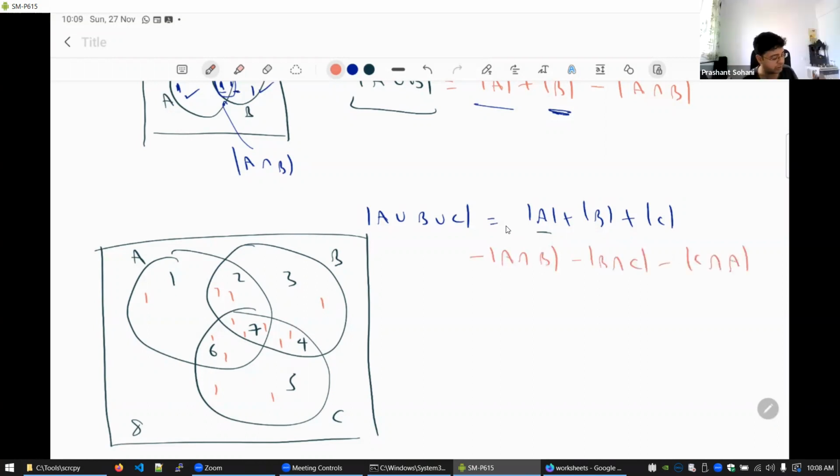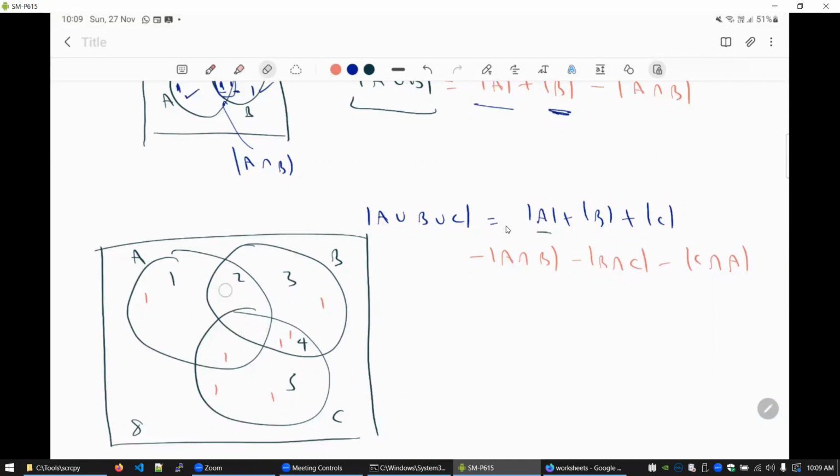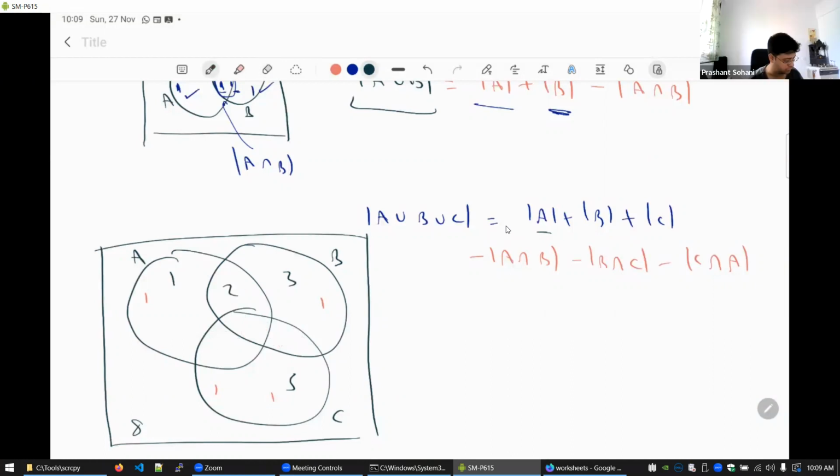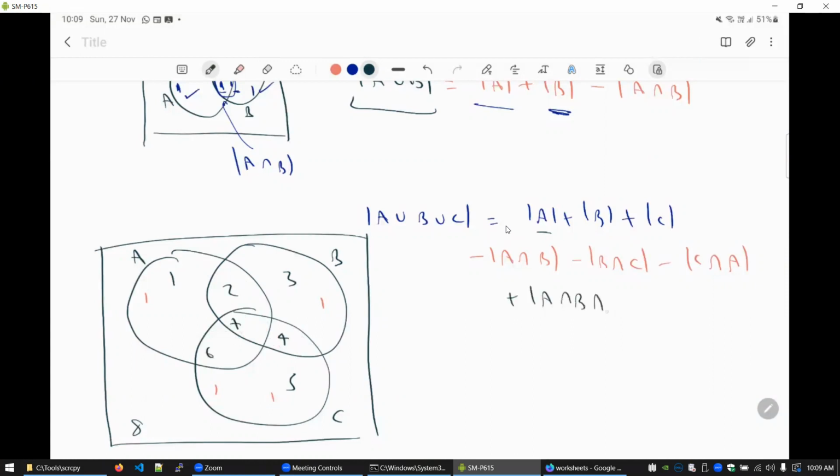Right. So now with that, we have removed some of the double counting. We have removed 6, 2, and 4 once, and we have also removed 7 thrice, because in each of the 3 intersections we have the 7 region. So we have removed all 3 counts of 7. So we have to count the 7 region once. So now for that we'll have to add in A intersection B intersection C.